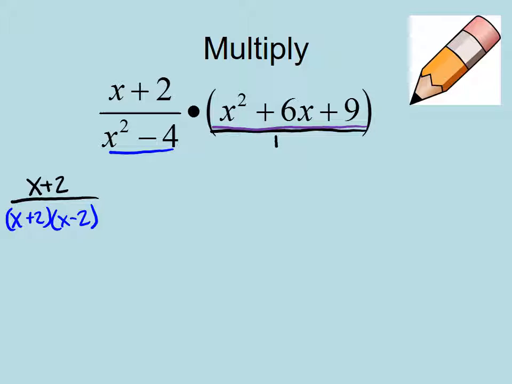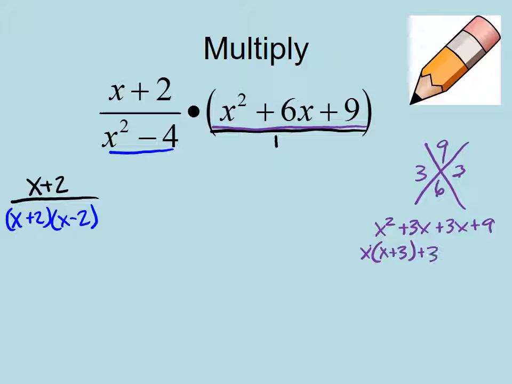My next numerator needs to be factored out. I'm going to use AC method off to the side. We've got a 9 and a 6. So it actually ends up being positive 3, positive 3. So x squared, 3x, 3x, 9. Can take an x out. Take a 3 out.